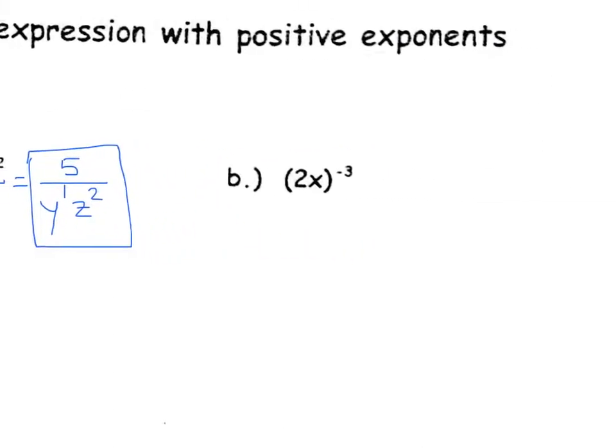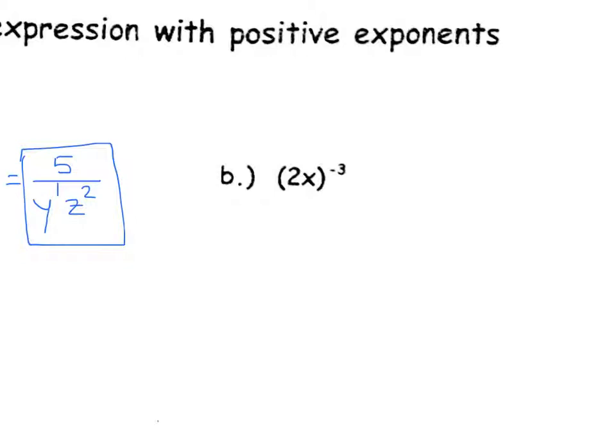Same thing goes when you have multiple things in parentheses, just like we did before in the previous lesson. You're going to distribute this to both pieces. So this becomes 2 to the negative 3 and x to the negative 3. Both have negative exponents. Therefore, when I draw my fraction line, both will come down. So here's my fraction line.